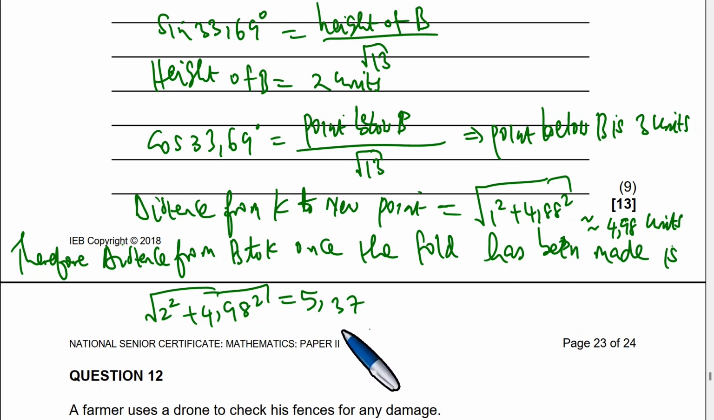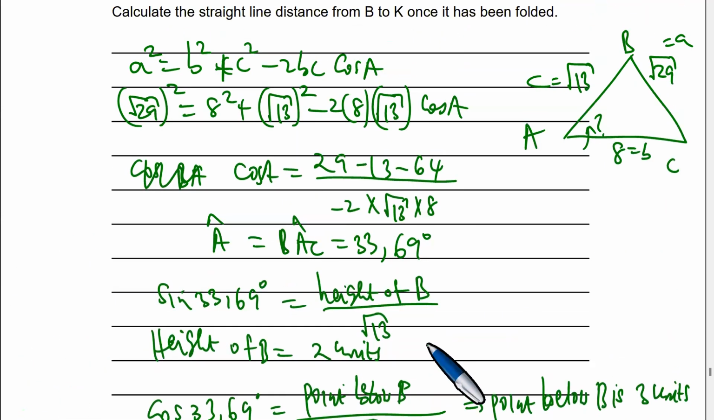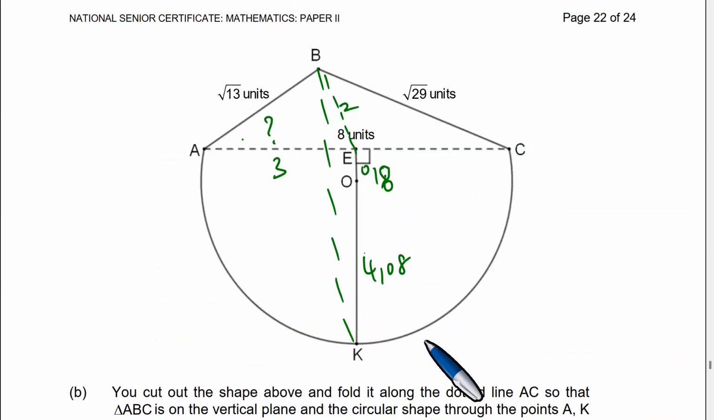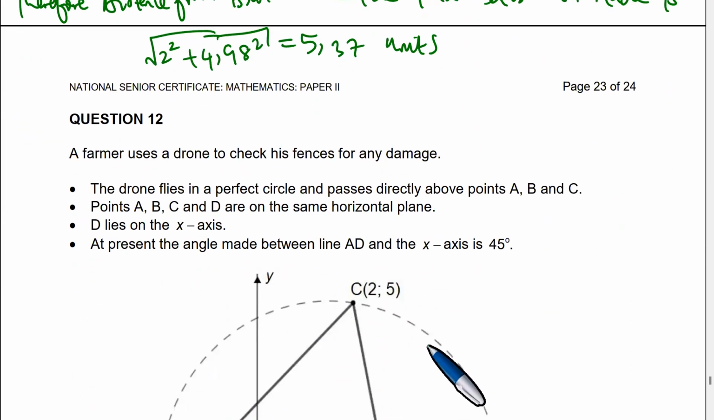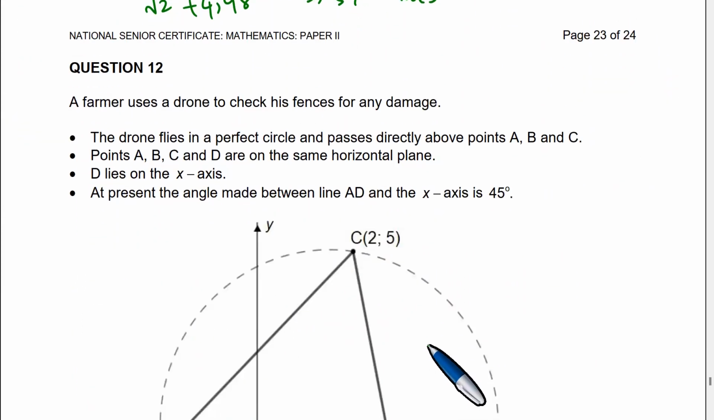So the distance from B to K once the fold has been made is the square root of 2 squared plus 4,98 squared, which is 5,37 units. Okay, I'm running, please forgive me. So that is the answer to the question. You can always ask if you have any question. Okay, I want to finish the last one.